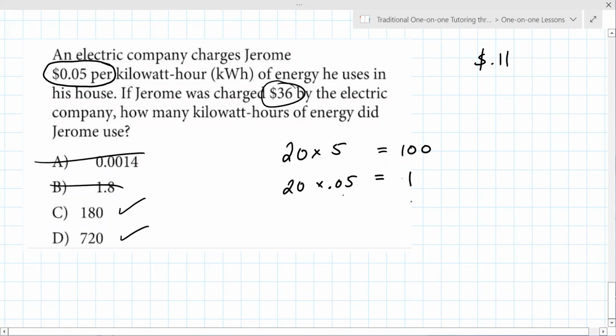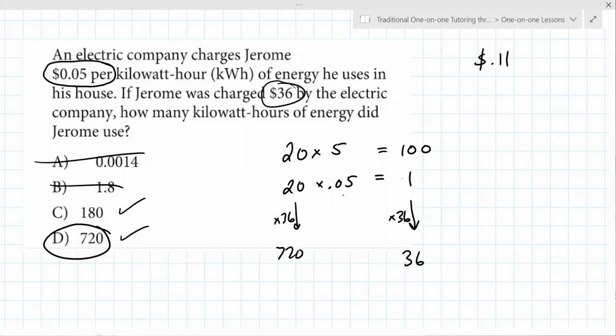So it's like a ratio again. How do you get to 36? Go ahead. It's D, isn't it? It is D, yeah. But it's from multiplying by 36 to get 720. Yeah, it wouldn't even make sense if it was 180.